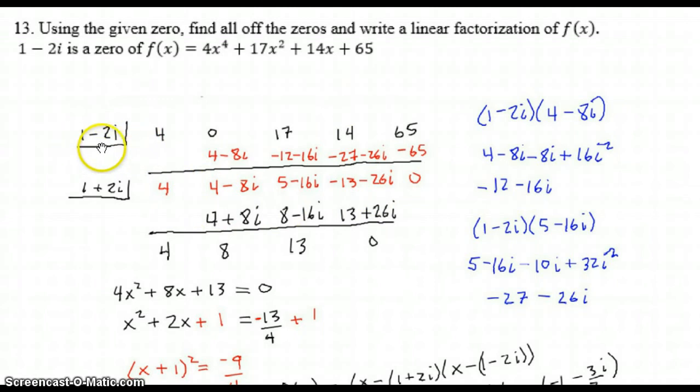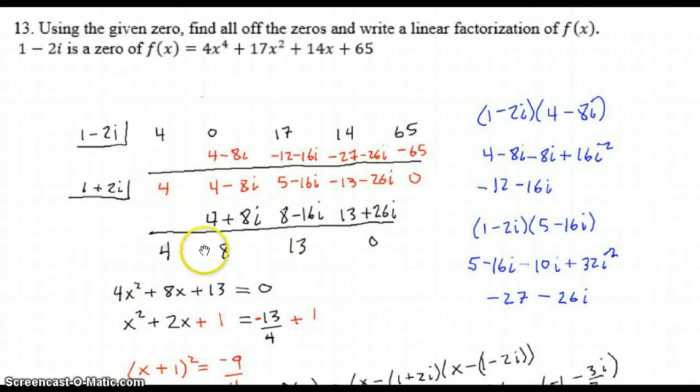So I synthetically divided, and that gave me a whole new list of numbers here in red, which I can synthetically divide with again. Remember that if you have a complex zero, then its conjugate is also a zero. So I synthetically divided one more time with these red numbers, and I ended up here with a quotient, the 4, 8, and the 13.